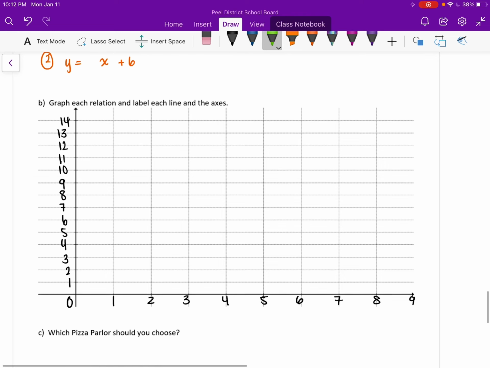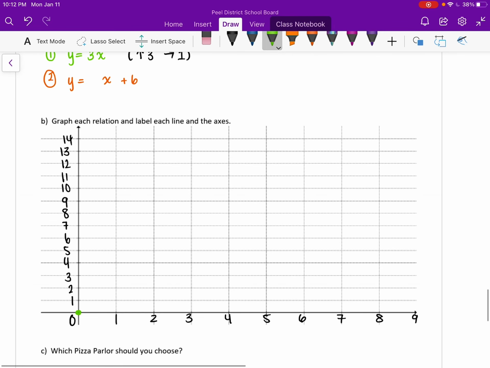I know that it starts at 0, 0, because if I have no toppings, it's going to be 3 times 0. Up 1 over 3, up 3 over 1, up 3 over 1, up 3 over 1, up 3 over 1, and then again up 3 over 1.